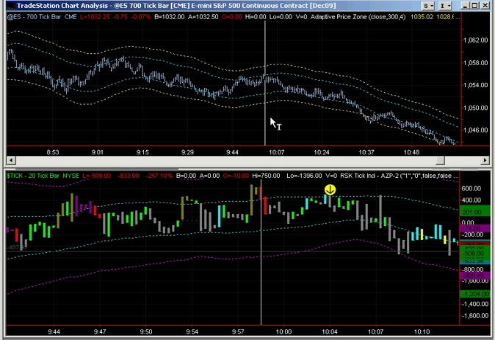So I think by now you can see the potential here. Now we call this a type 3 divergence.